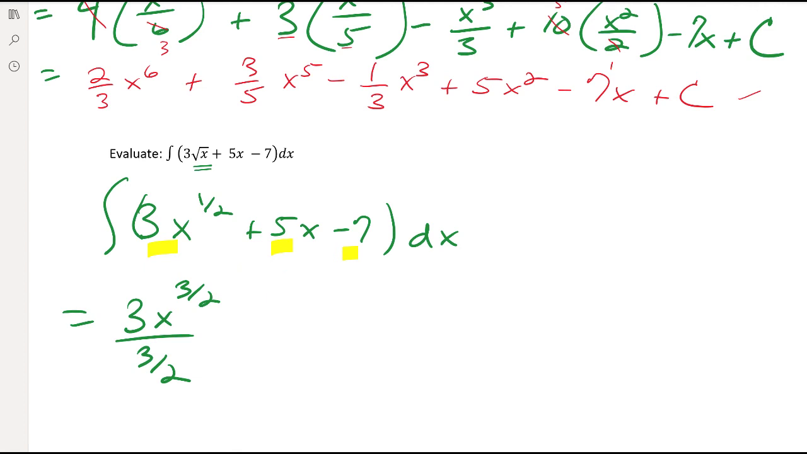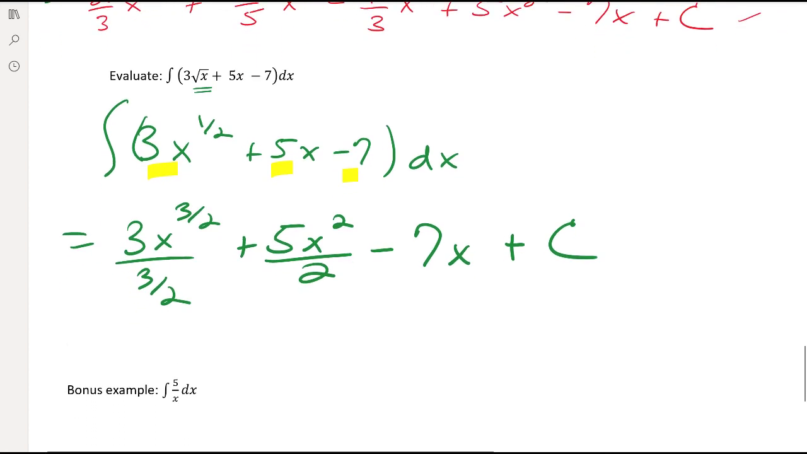Okay? Let me erase that there. Plus, what happens when we integrate 5x? We get 5x to the 2nd power divided by 2, minus 7 times x to the 1st power divided by 1, which is just 7x, plus our arbitrary constant c.